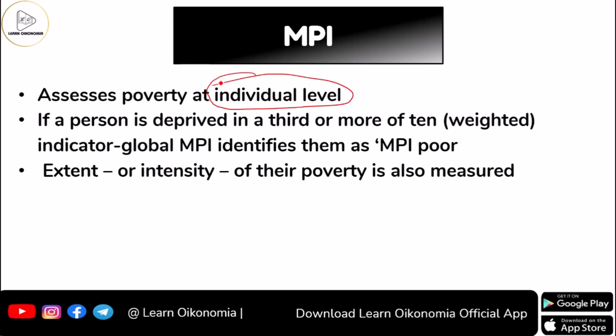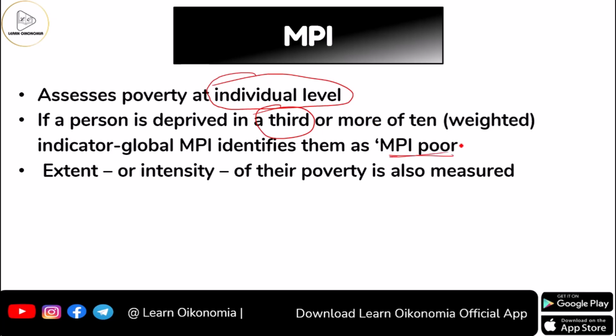So if a person is deprived in a third or more of the indicators, what happens here is that we do have 10 indicators. Out of the 10, if a person has deprivation in at least 3 or more, here we could see that that person is poor as per MPI.